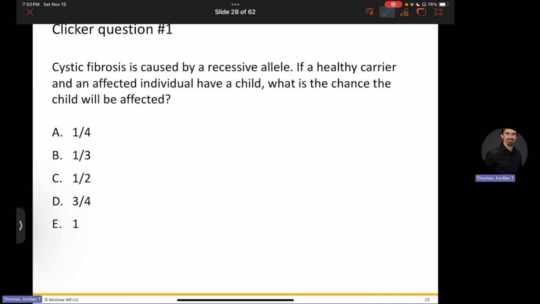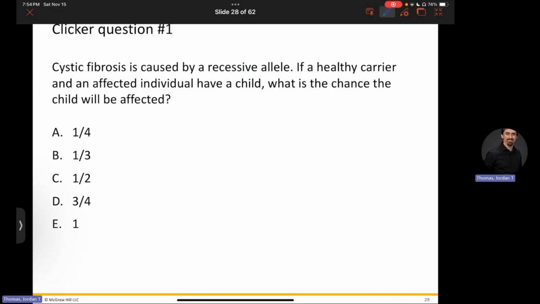So here's a question, and I do want you to try to answer this. Cystic fibrosis is caused by a recessive allele. The healthy carrier, remember, carrier is somebody with a dominant and a recessive allele. They're heterozygotes. So a healthy carrier and an affected individual have a child. What is the chance of the child being affected? Pause, think about this. We'll get back to it.